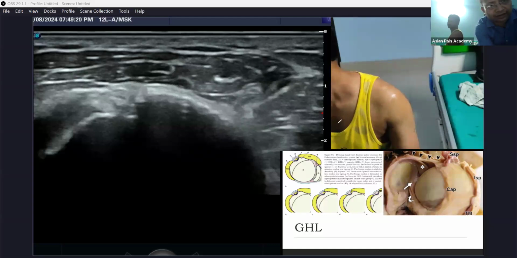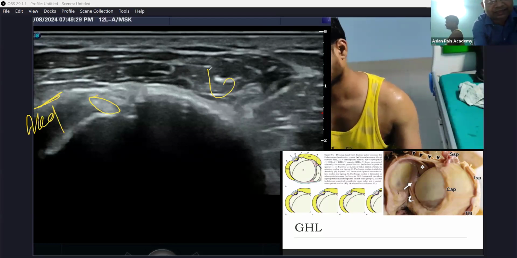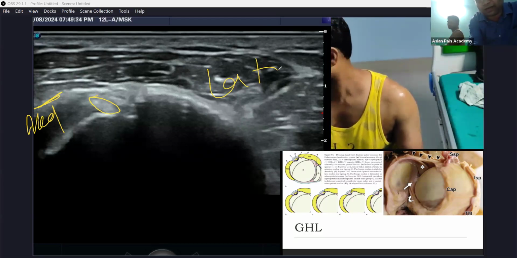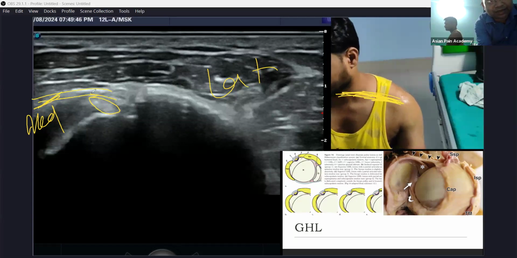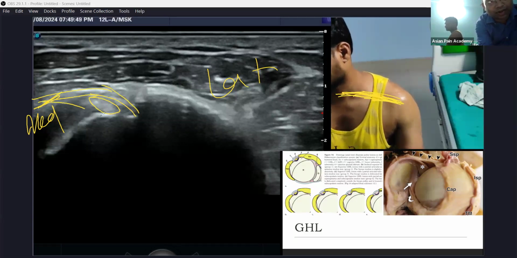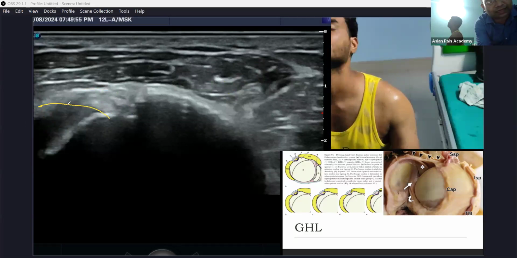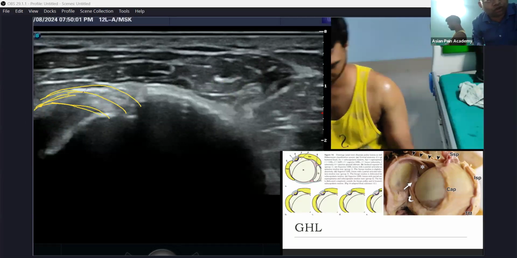So here is the biceps tendon. This is the subscapular side, this is the medial side, and this is the lateral side. If I have to find the coracohumeral ligament, it should come from the medial side to the lesser tubercle, from medial to lateral side. So I will see a tendon like this coming above, and there should be two insertions, one on this side and one on this side. That will be the coracohumeral ligament.